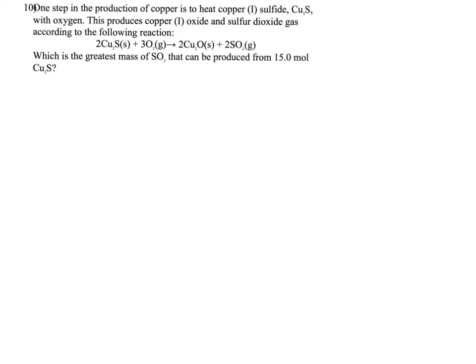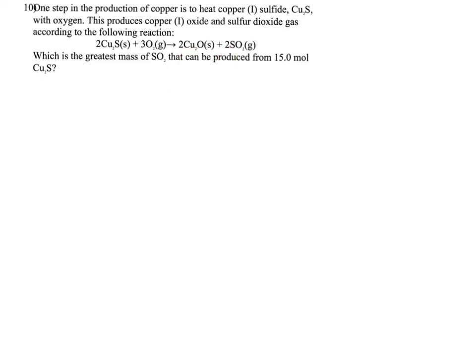Okay, on to more complicated stoichiometry problems here. One step in the production of copper is to heat copper 1 sulfide, Cu2S, with oxygen. This produces copper 1 oxide and sulfur dioxide gas according to the following reaction. And if we look, we've got coefficients here, so this is a balanced equation. So here's the copper 1 sulfide and oxygen reacting to form the copper 1 oxide and sulfur dioxide gas.